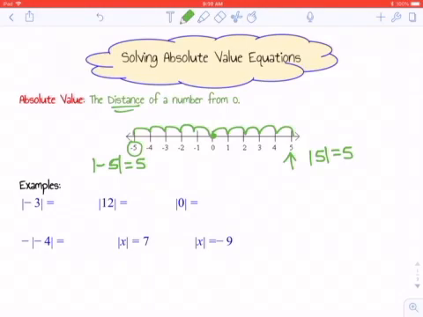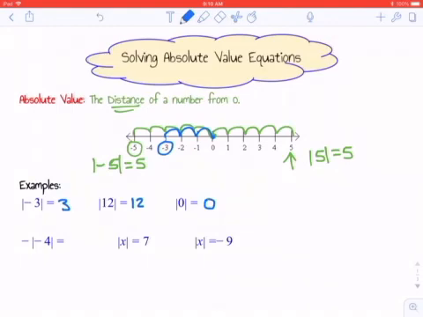So think about negative 3. The absolute value of negative 3. That would have a distance, so here's negative 3, of 3 units away from 0 on our number line. So the absolute value of negative 3 is positive 3. 12 would have a distance of 12 from 0 on the number line. 0 has no distance, so that's just equal to 0.